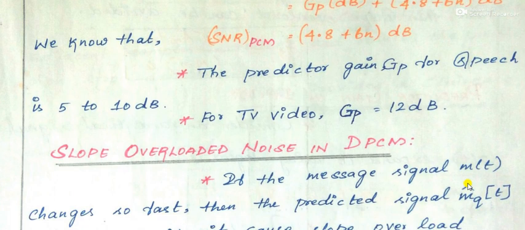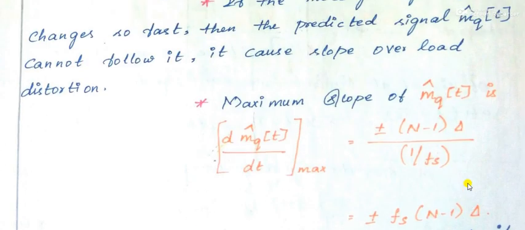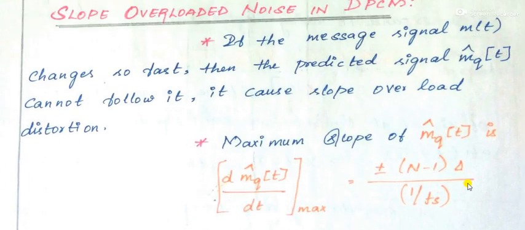Now we are going to see the slope overload noise in DPCM, and how to avoid the slope overload noise is what we are going to discuss here. If the message signal m of t changes so fast, the predicted signal mq of t cannot follow it. So it causes slope overload distortion. So the estimated signal should be greater than the message signal, then only we can easily predict the message signal. So that is the concept of slope overload noise.